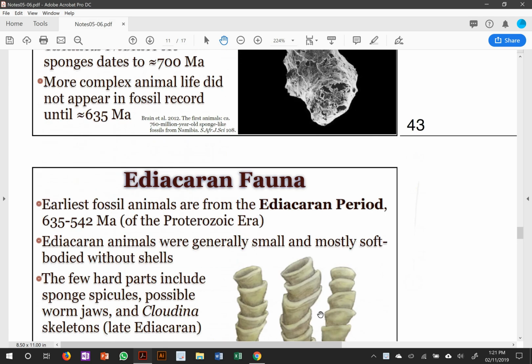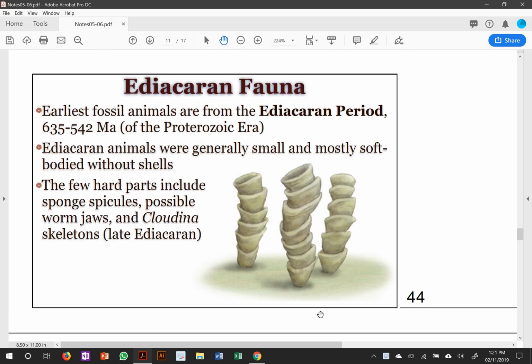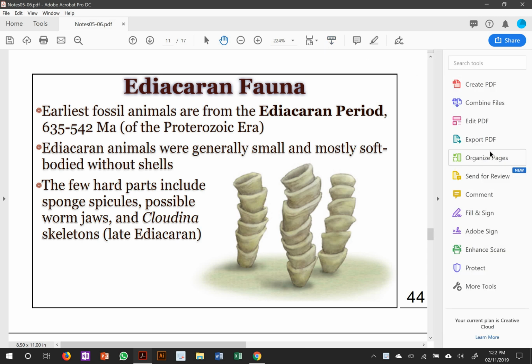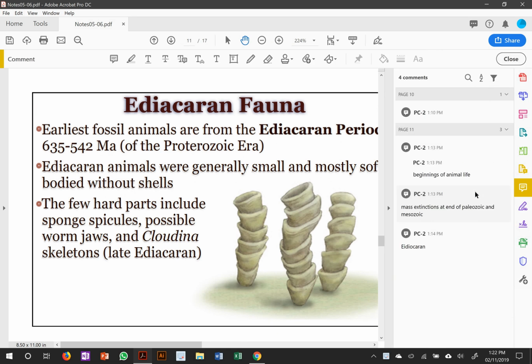That brings us to the Ediacaran. I have always been saying it one way, but I think it's technically pronounced differently, so let's see if I can get in the habit of getting it right. The Ediacaran period dates from 635 million years ago to 542 million years ago. It's the last period of the Proterozoic, and we covered this already in the lab a little bit. Ediacaran animals were generally small and soft-bodied, so they don't fossilize well, which means fossils of them are fairly rare and not always well preserved.